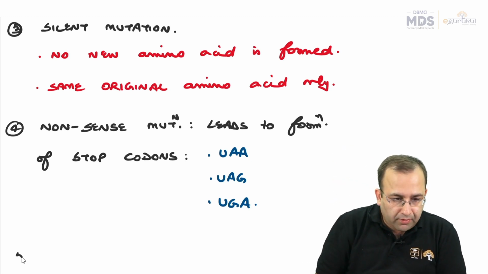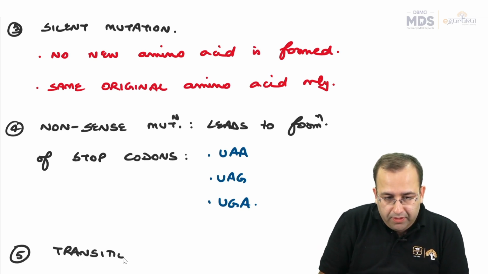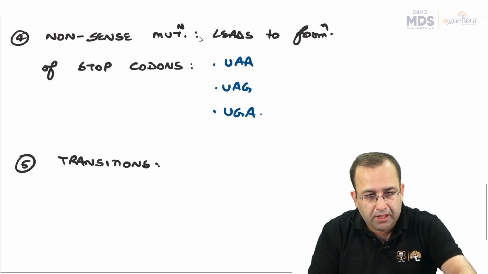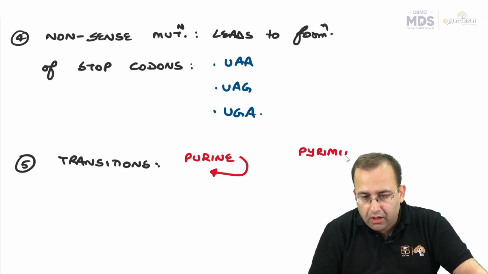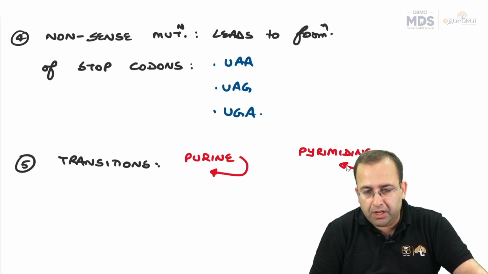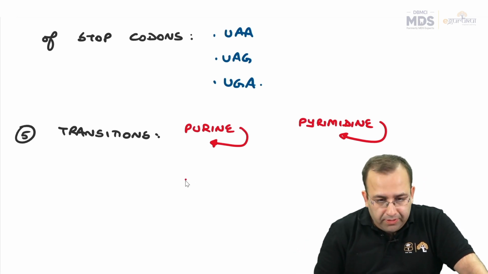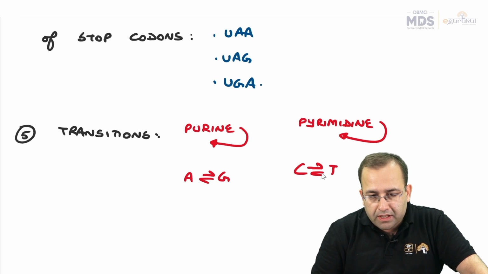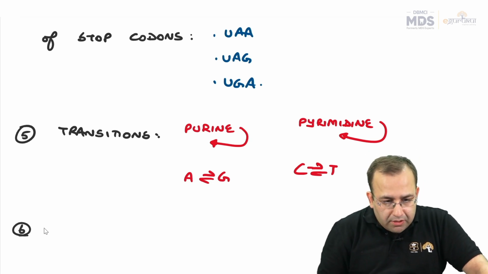Next point mutation are transitions. Transition means a purine being replaced by a purine or a pyrimidine being replaced by a pyrimidine, that is A being replaced by G or vice versa, C being replaced by T or vice versa. Transitions, versus transversion.